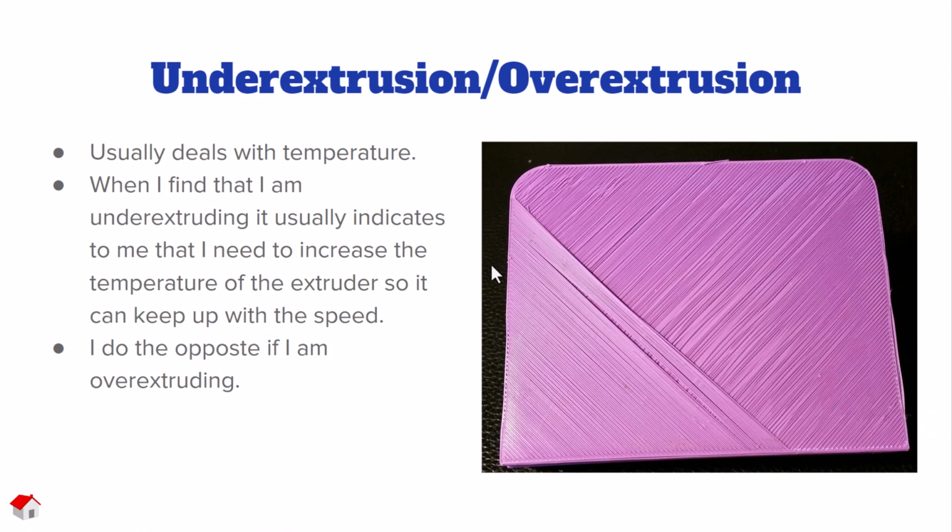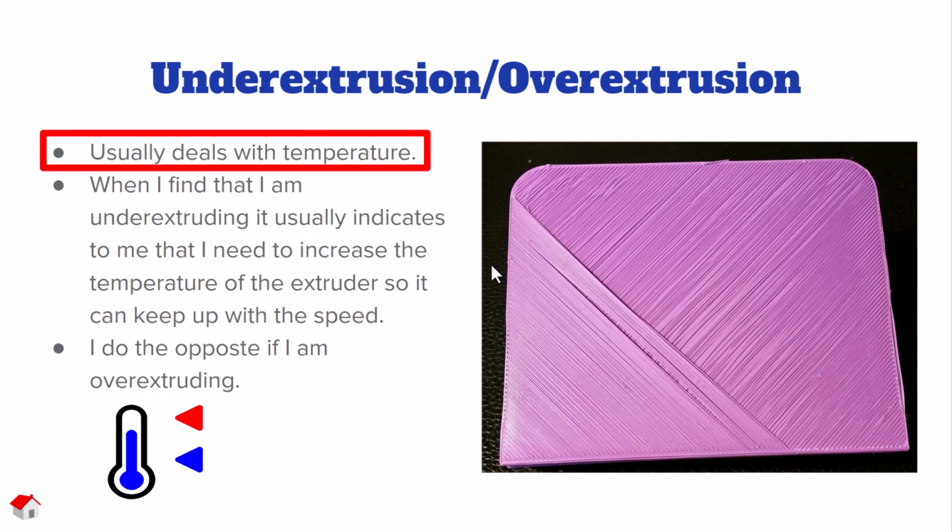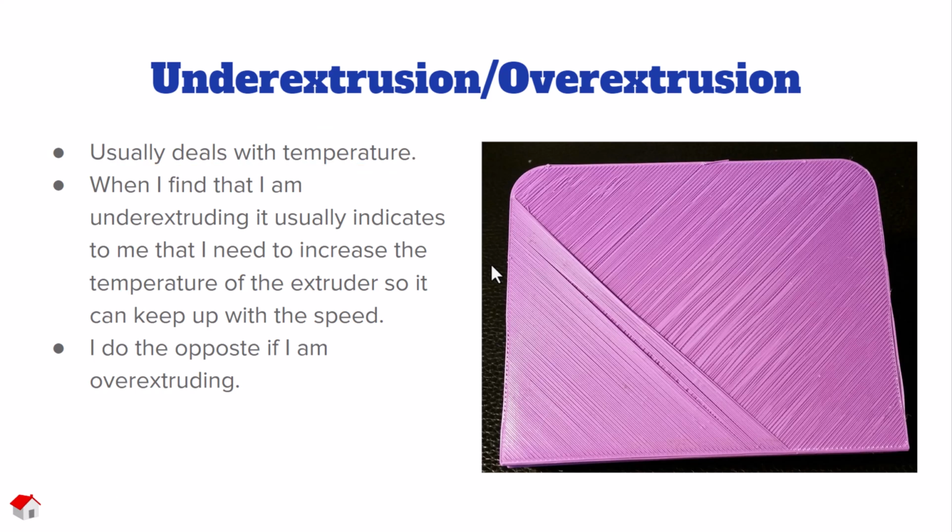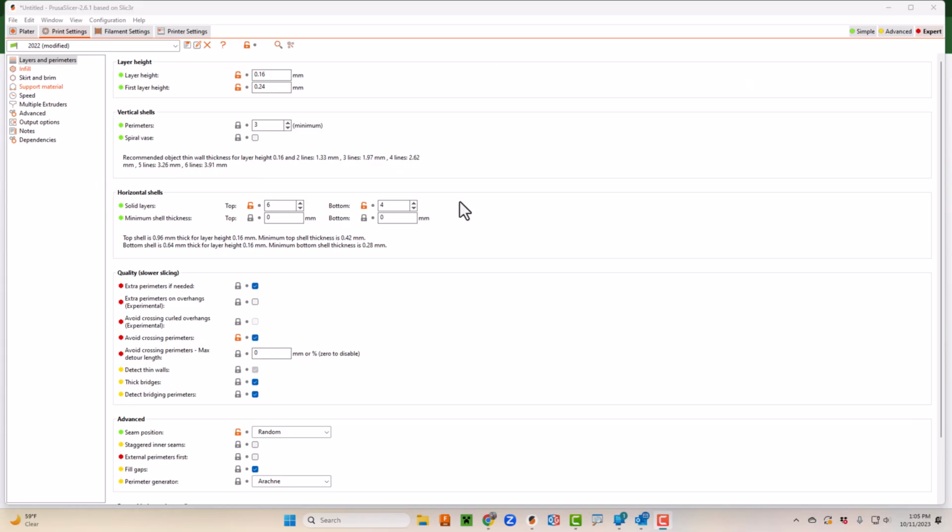Even on a really good print, you're going to find these. Typically, you're dealing with the temperature, or you also could be dealing with the first layer issue. So this is the Prusa Slicer, and this is version 2.6.1, so I'm not sure when you're going to watch this video, but there are a couple things that are important.